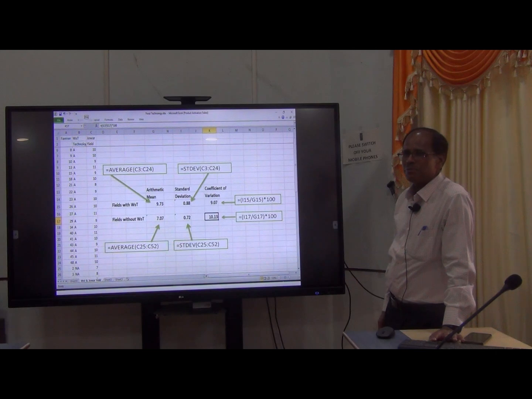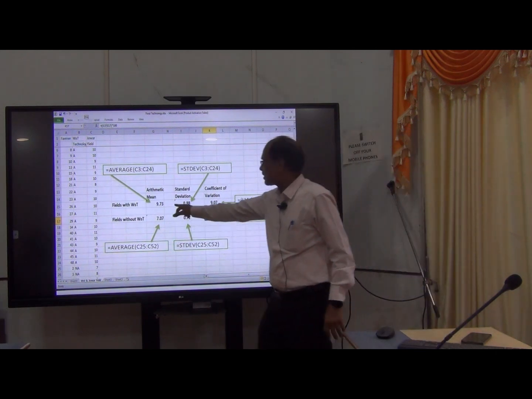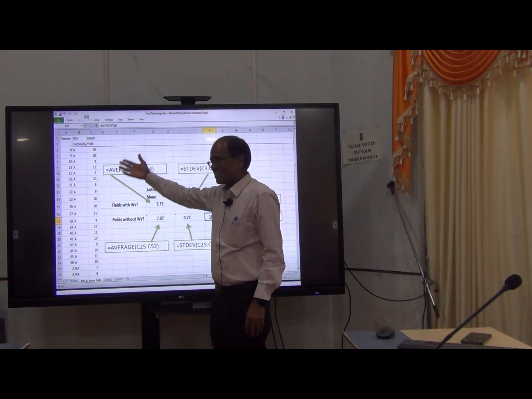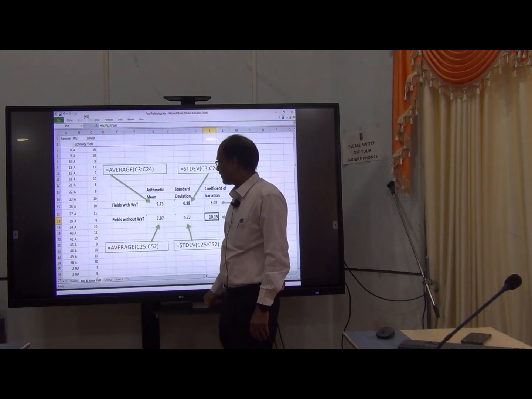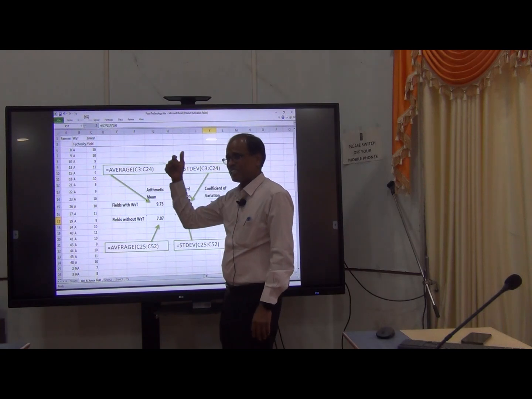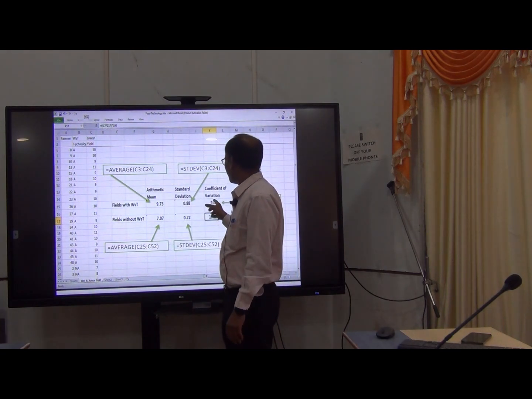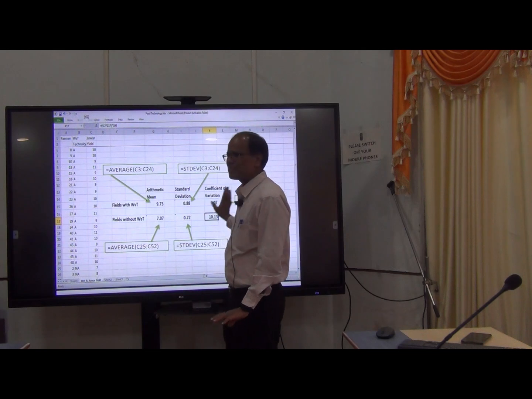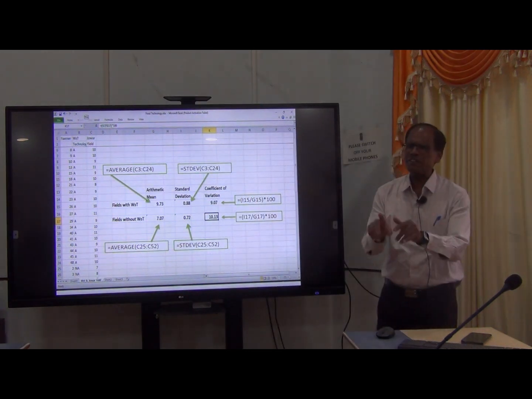Just keep the cursor here. Type equals AVERAGE and give the range. You will get the average value. Just keep the cursor, STDEV, give the range. You will get the standard deviation. See, CV, you can give the simple formula. Just by giving a formula, wherever you can calculate.